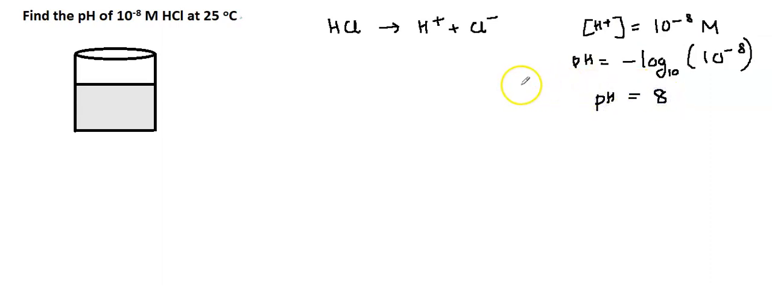But somehow this doesn't feel correct, because 10 power minus 8 molar HCl is of course really dilute, but that doesn't mean pH equals 8 means it's basic, right? So something doesn't feel right here.